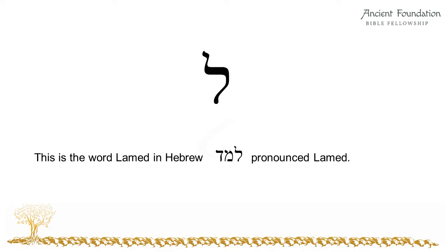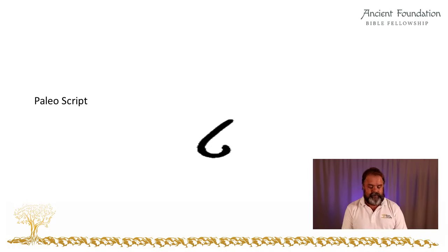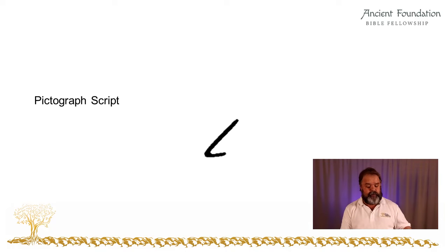Now let's have a look at this in the Paleo script. This looks a little bit like the modern square script, just drawn at a different direction. The last script we will look at is the pictograph, which are like pictures or stick figure drawings of what the letter is representing. So the pictograph for the letter lamed is as follows on your screen. As you can see, it is very close in shape and style and form to the Paleo, and it also looks a little bit like the square script. It actually looks like a walking stick, or if you like, a shepherd's staff.